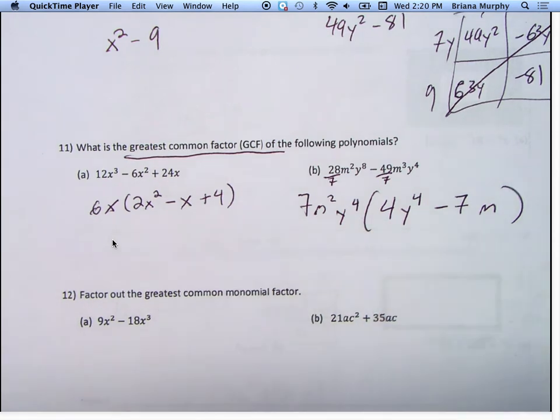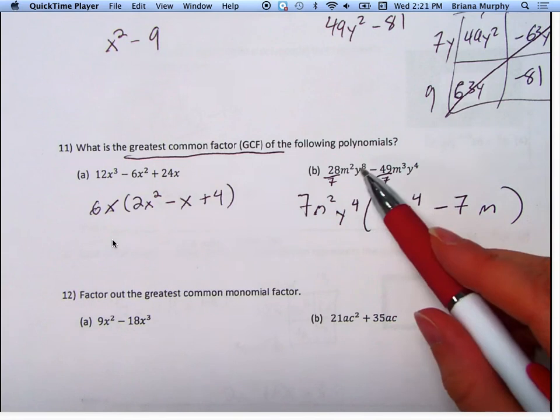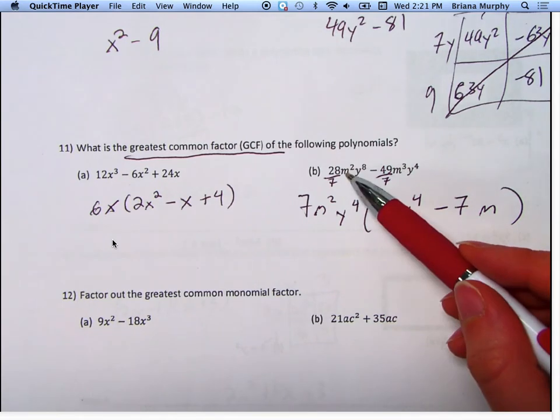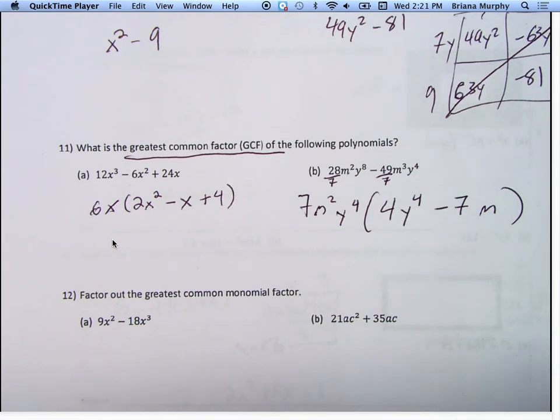Why did you take out m squared? Because that is the smallest amount of m's I can take out of both. Oh, so you take the smallest one. Yeah, because then you'd have negative m for this one if you took away 3, and you can't have that.